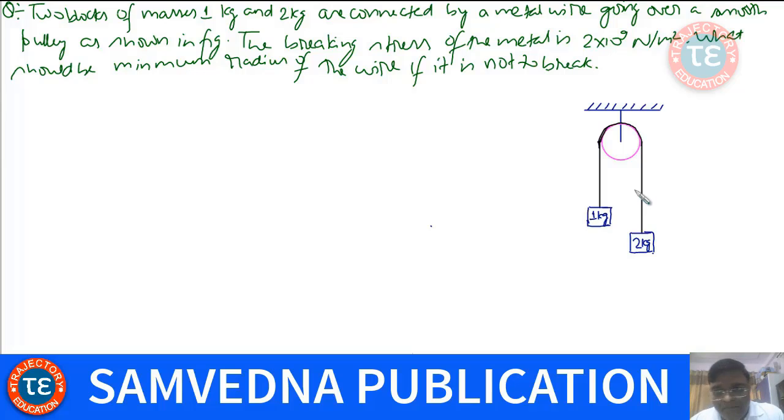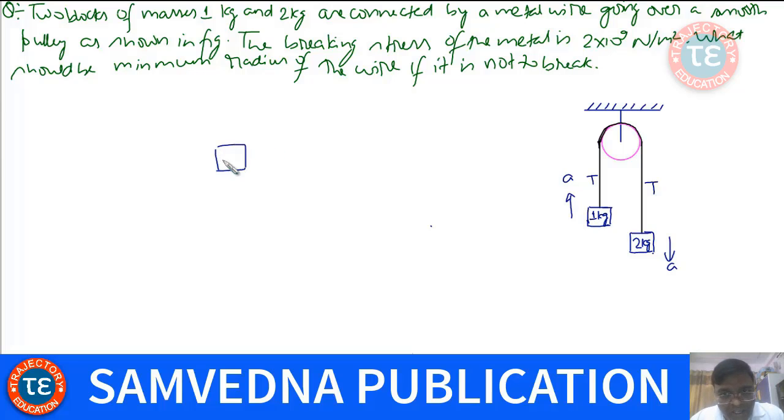See, we have to calculate the tension first. What is the tension in the wire? And then from tension we can find the stress, and we have to see that the stress in the wire should not exceed this value. So first of all, let's find the tension. Suppose the acceleration of the block is A in this direction. So the acceleration of this block will be A in the upward direction.